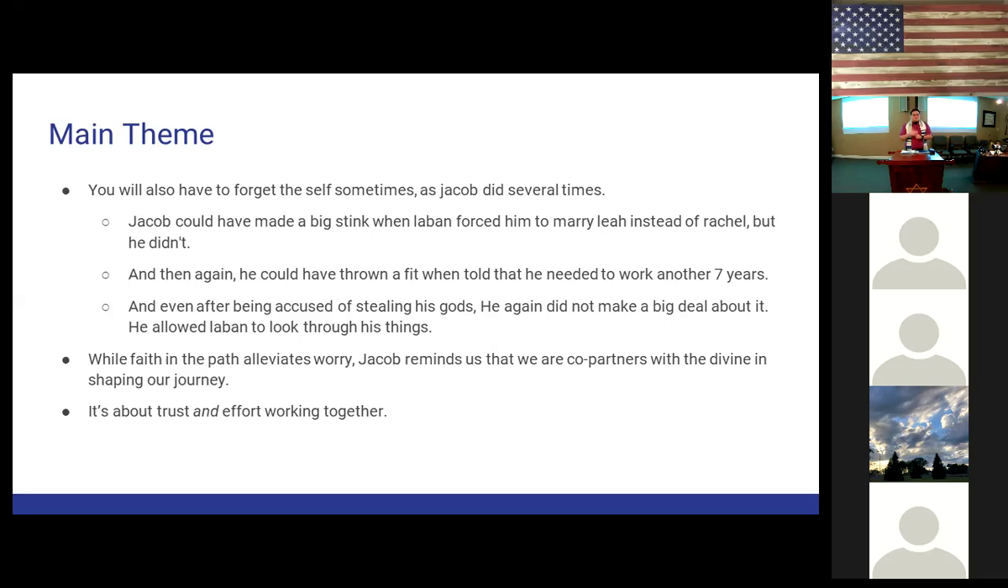While faith in the path alleviates worry, Jacob reminds us that we're co-partners with the divine in shaping our journey. It's not just trust and not just effort. It's about trust and effort working together.